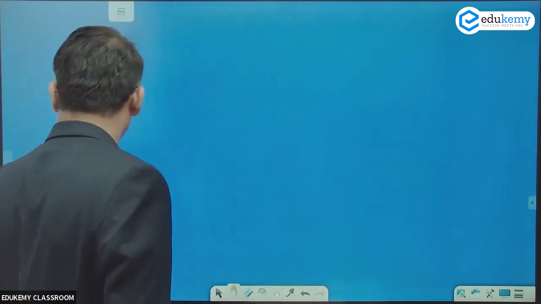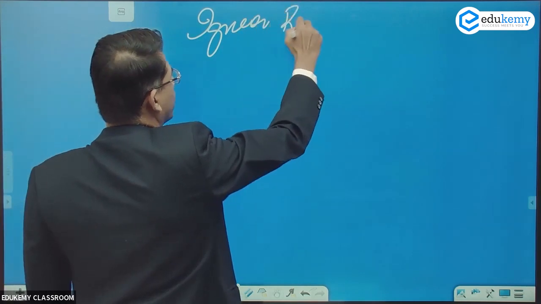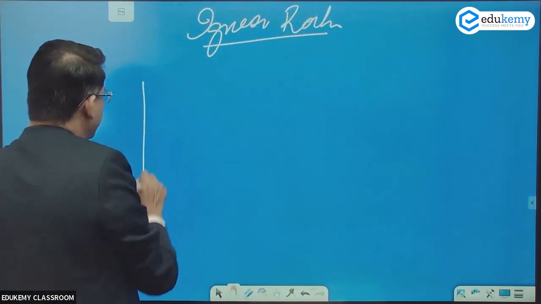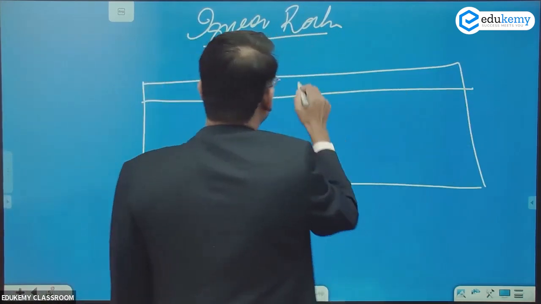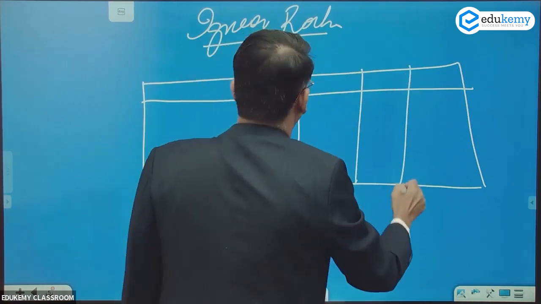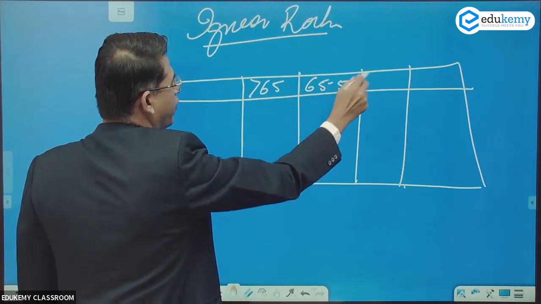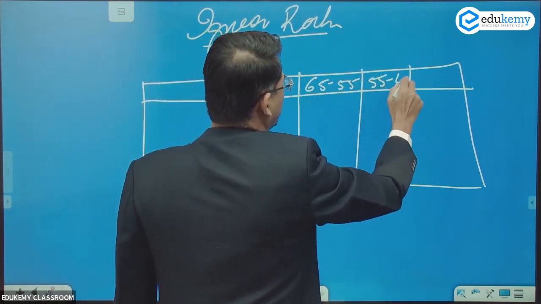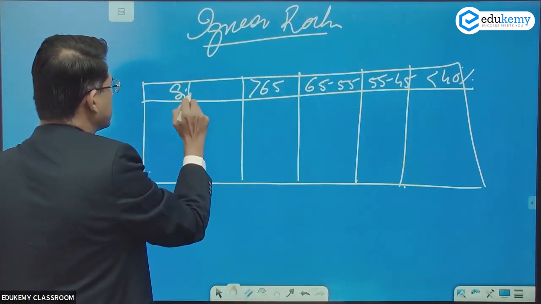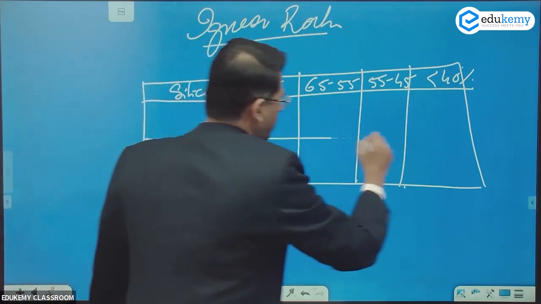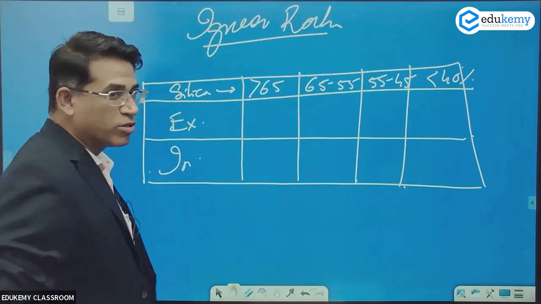Okay, get back here. So this you know, about igneous rocks. Do you all remember this box now? This box is a very, very important box. More than 65%, 65 to 55%, 55 to 45%, less than 40%. This is the silica content. We have the extrusive rocks, we have the intrusive rocks.